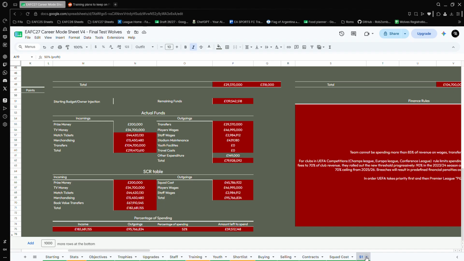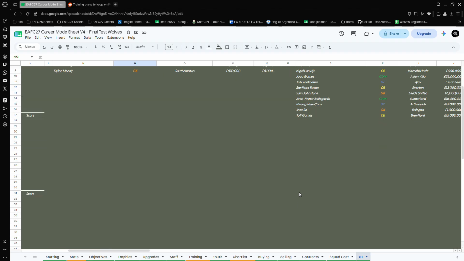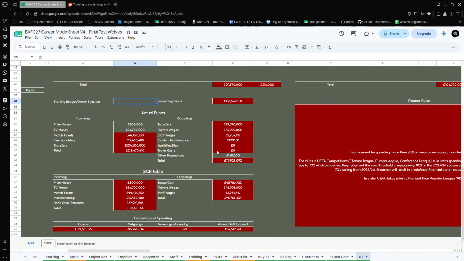When you start a new season, it looks like you click on the season 2 page where you have your starting budget / owner injection. You can copy the remaining funds from this season to the next one. So let's say I finish up the season, I've got all my money, and I go, right, that's how much I've got left, the 139 million. For season 2, I would then put the 139 million from season 1 into this box, and that would give me my new figure of money to work with. So this is your actual money, and this is for your SCR stuff, so it's nice and separated. But yeah, as a whole, it works.